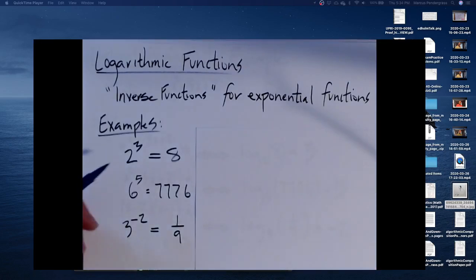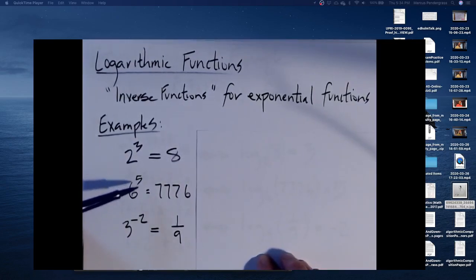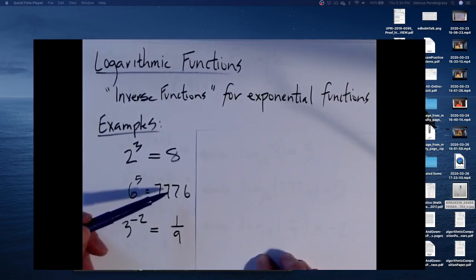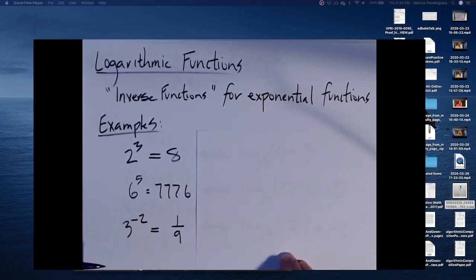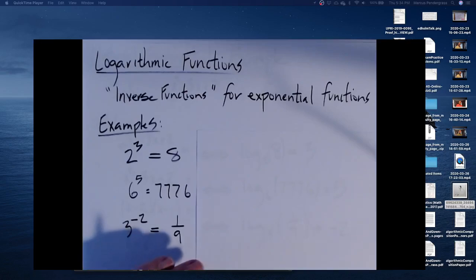Here on the left-hand side of the paper, I've written down several exponential expressions. 2 to the 3rd power is 8. 6 to the 5th power is 7,776. 3 to the negative 2 power is 1/9. Those are all real basic. Each one of them has an equivalent expression in terms of what we call logarithms.